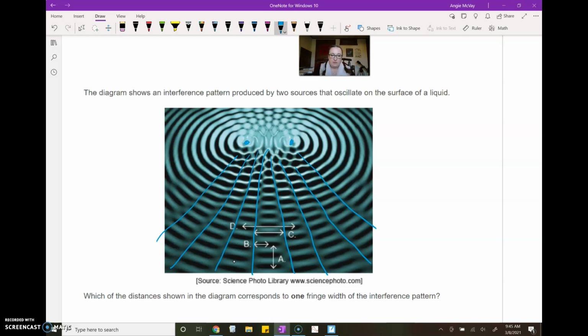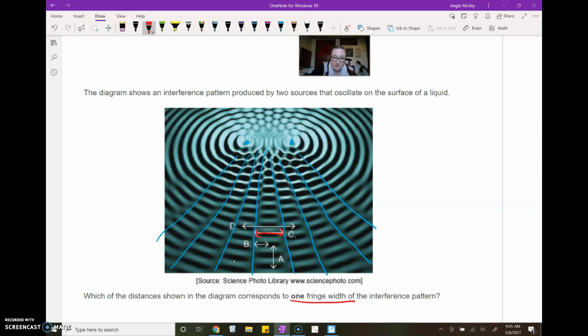There's completely destructive interference. So my question is, which of the distances shown in the diagram corresponds to one fringe width? The fringe width is the width of one high amplitude spot, or if this is light, it would be the width of one bright spot. We're not talking about wavelength, we're talking about the width of one high amplitude region. And so one fringe width would be C.